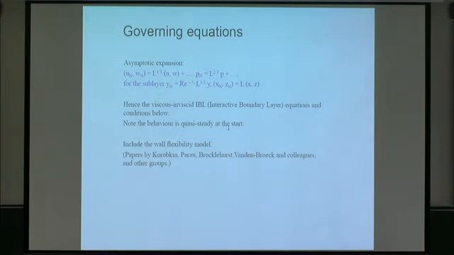So we then substitute an asymptotic expansion into the Navier-Stokes equations, and that leads us to the form of the boundary layer equations with certain boundary conditions. We're also going to assume that the flow is quasi-steady at first. It will become unsteady later on. And we're going to include a wall flexibility model, which is of the sort that Sasha and Emilian and Paul Brocklehurst and Jean-Marc and colleagues have spoken about before.